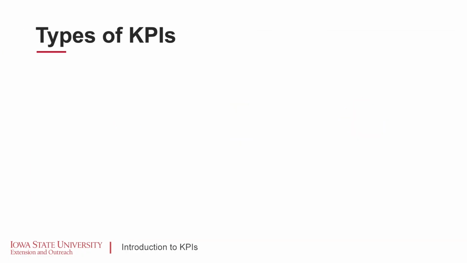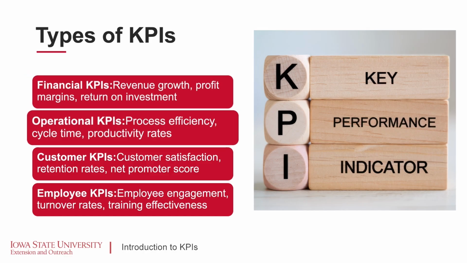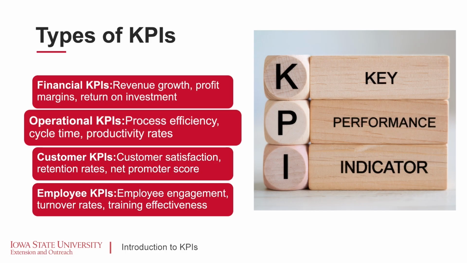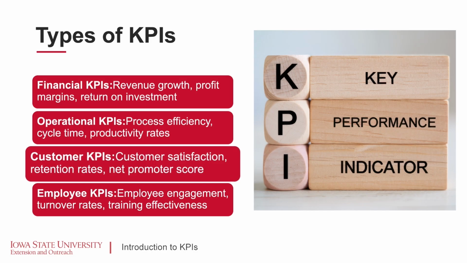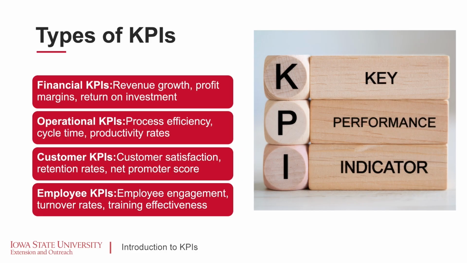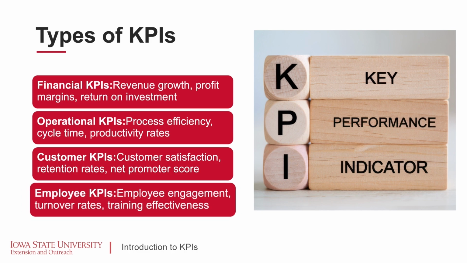KPIs can be categorized into different types. Financial KPIs, which measure things such as revenue growth, profit margins, and return on investment. Operational KPIs, which measure business objectives like process efficiency, cycle time, and productivity rates. Customer KPIs, which measure things like customer satisfaction, retention rates, and net promoter score. And employee KPIs, which track things such as employee engagement, turnover rates, and training effectiveness.